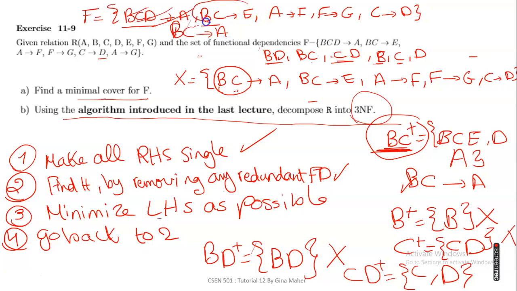Let's repeat again for this one. BC, we can try B alone and C alone. So, B alone. From B alone, can we get the E? Actually, no. So, this one cannot be done. From C alone, can we get E? Actually, no. So, this one cannot be minimized. So, the final F set will be as follows.